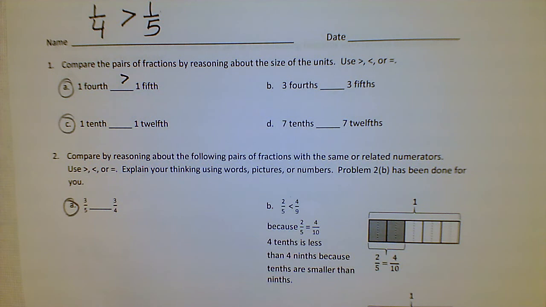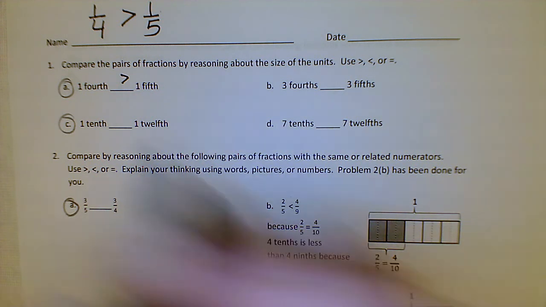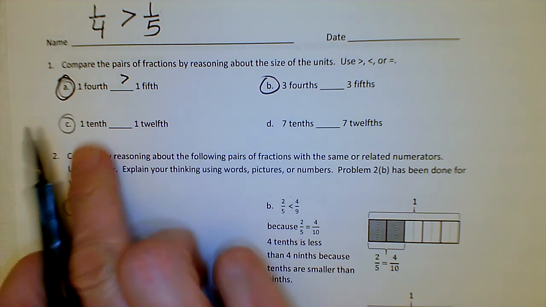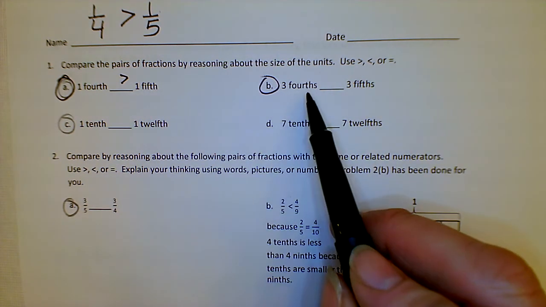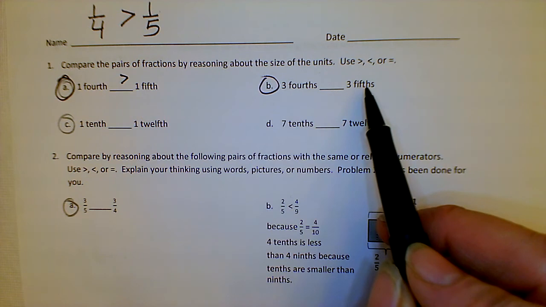So similarly, actually, I'm going to take back what I have written down here, and we are going to do this one, and we're going to do this one. I'm going to leave these 2 for you to do on your own. So let's take a look at B. So we have 3/4 and 3/5.